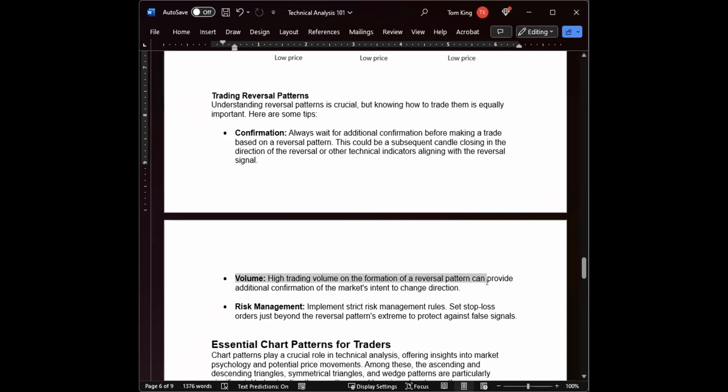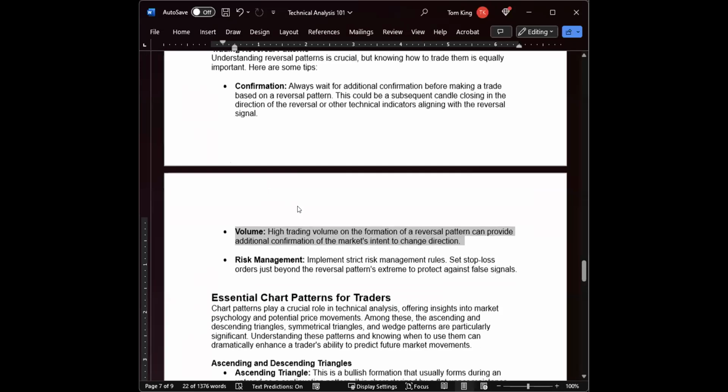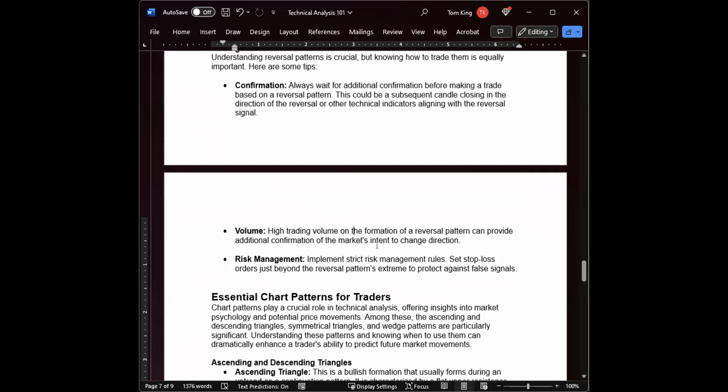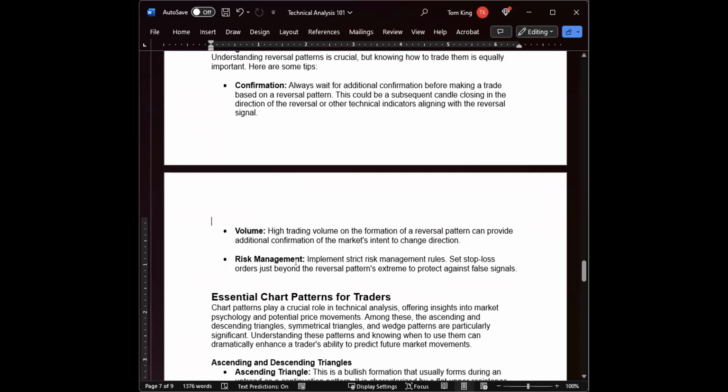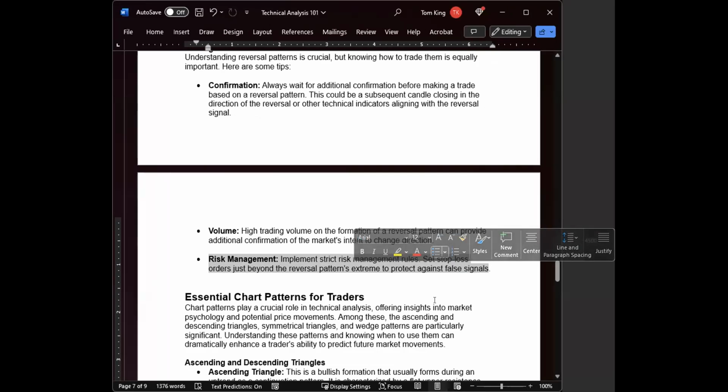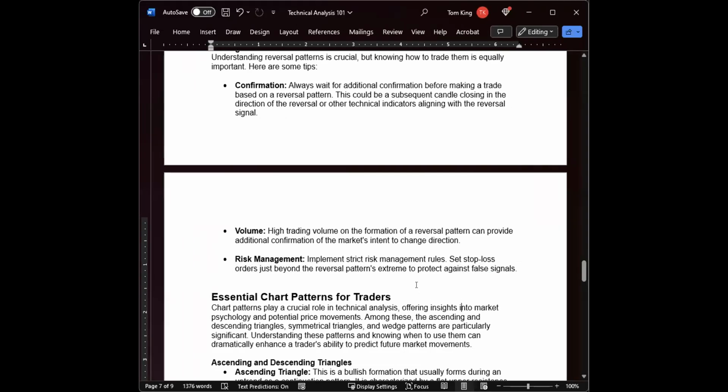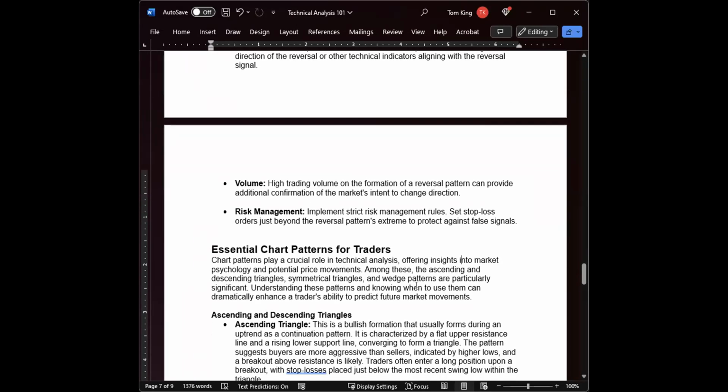I'd also like to see high trading volume on that reversal pattern, and then high trading volume potentially on the confirmation bar as well. So I'm looking for confirmation and I'm looking for volume to be pretty strong on these candles. And from a quick risk management standpoint, just implement good risk management rules. We'll talk about setting stops here in just a moment.